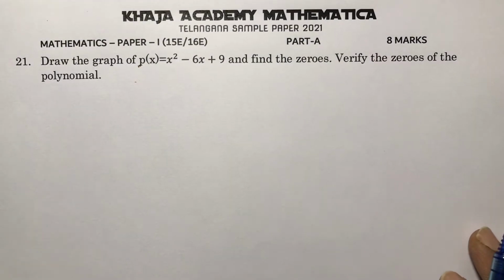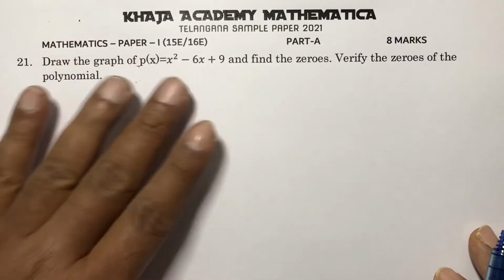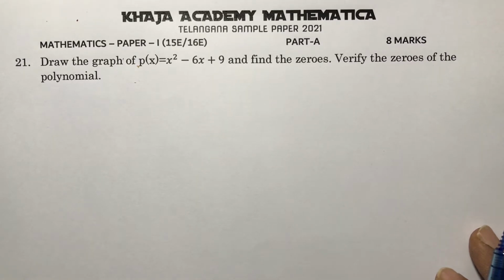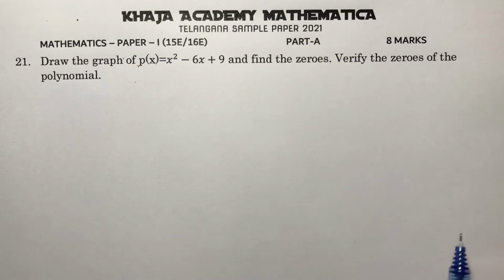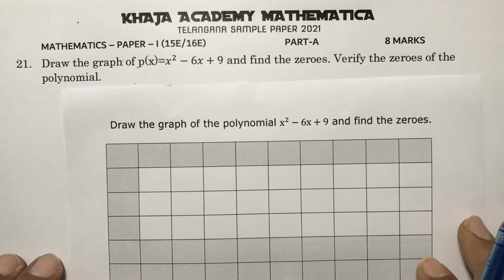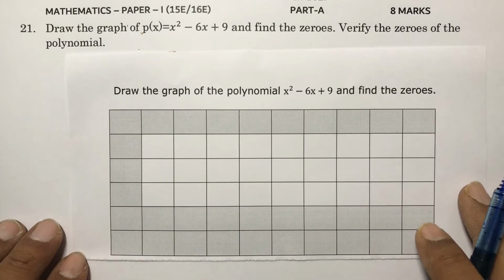Question number 21 for 8 marks. Draw the graph of p of x equals x square minus 6x plus 9 and find the zeros. Verify the zeros of the polynomial. So here, first we'll draw the graph in this way. This box we need to fill.